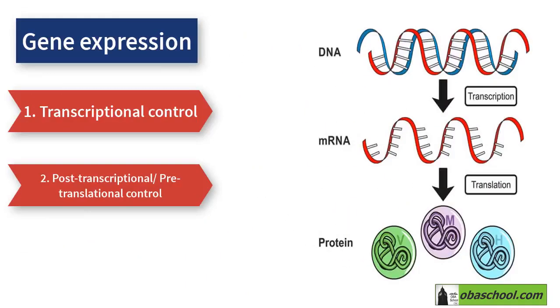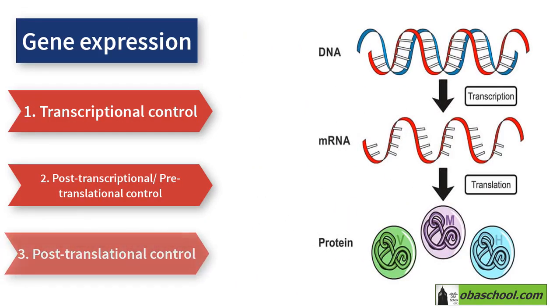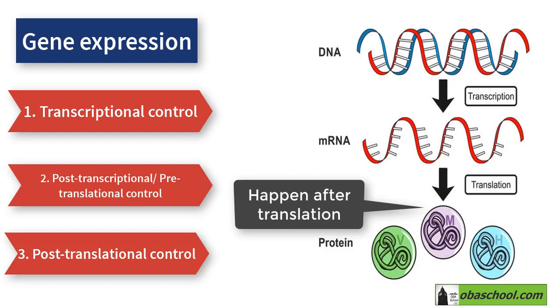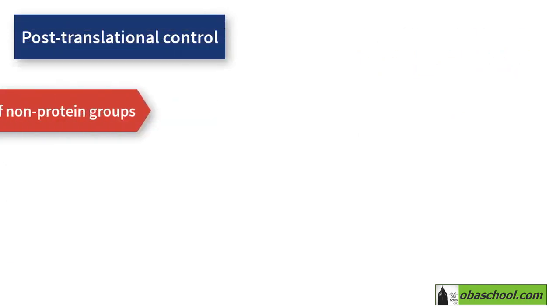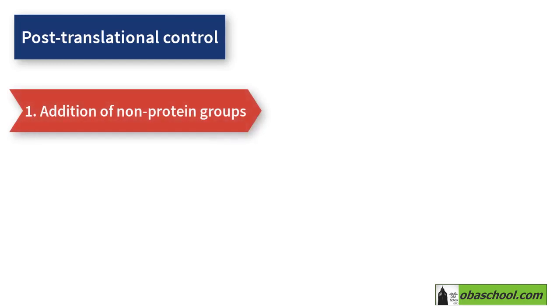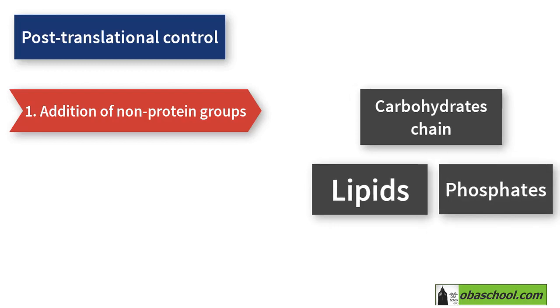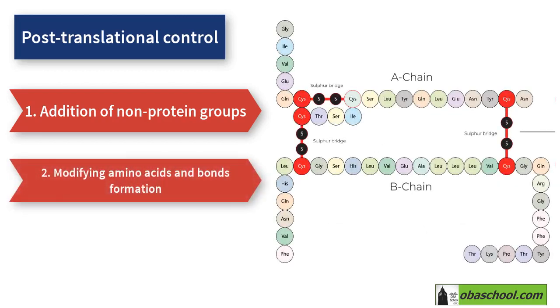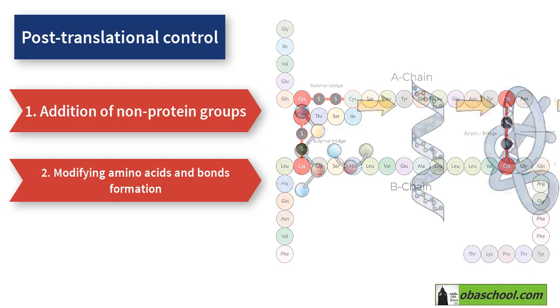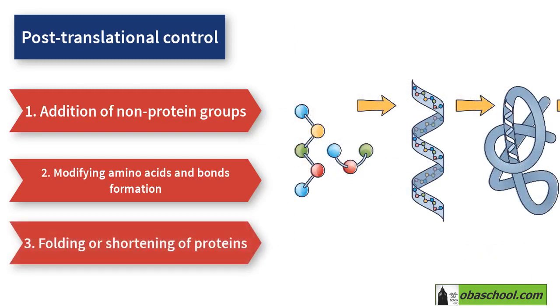Finally, regulation can also happen at the post-translational level, and this is called post-translational control, which happens after translation takes place. This includes the addition of non-protein groups such as carbohydrate chains, lipids, or phosphates. Moreover, the amino acids can be modified and bonds such as disulfide bridges can be formed. And finally, the proteins can be folded or shortened.